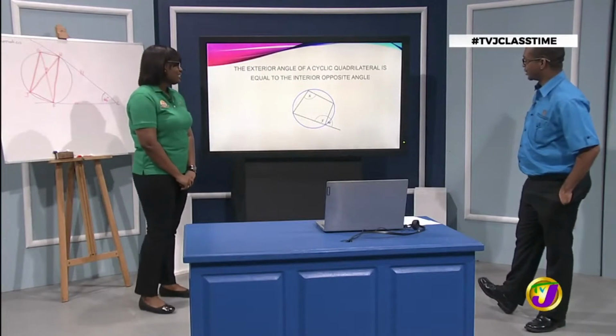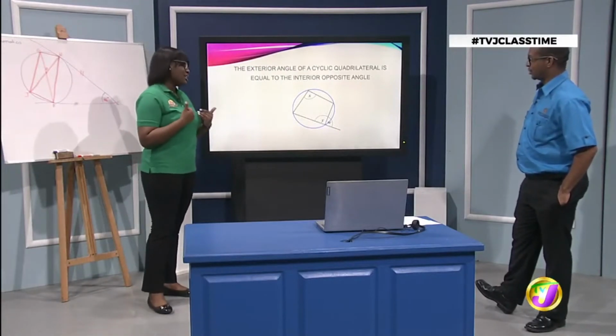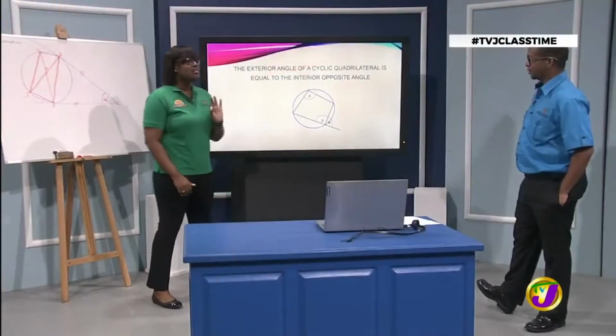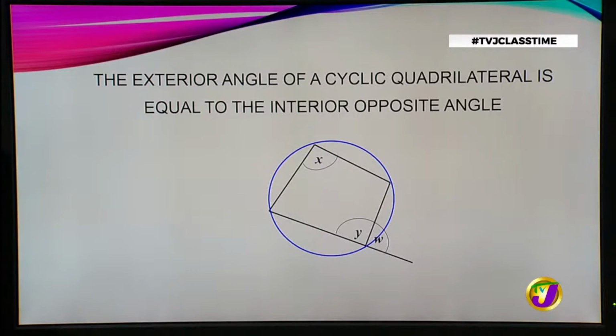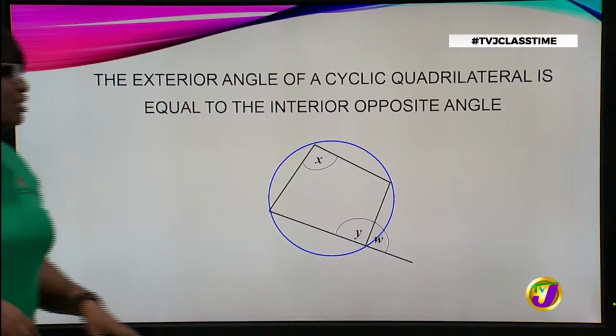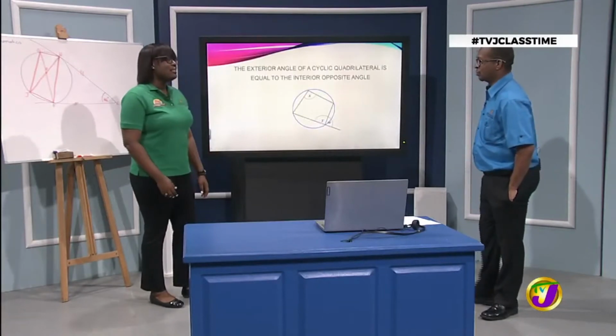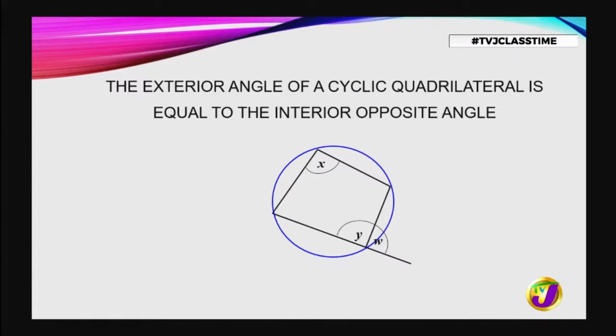Let's start with X and Y. This is one thing I know: X and Y are supplementary angles. So X plus Y would sum to 180 degrees. What I don't know is the value of W. But you already pointed out a very important property, that angles that lie on a straight line also sum to 180 degrees. They are supplementary.